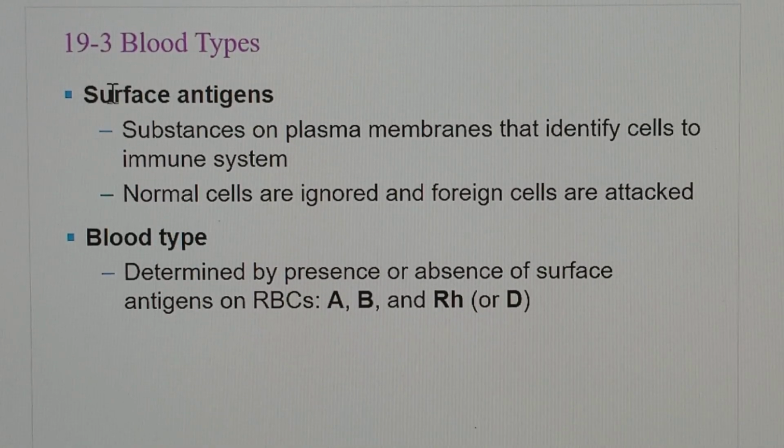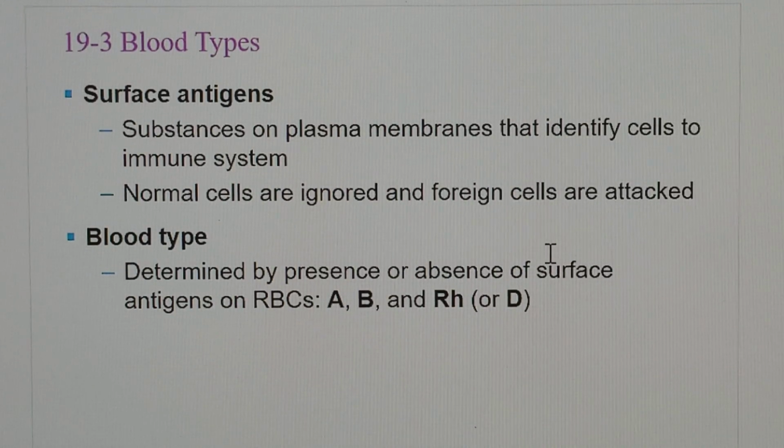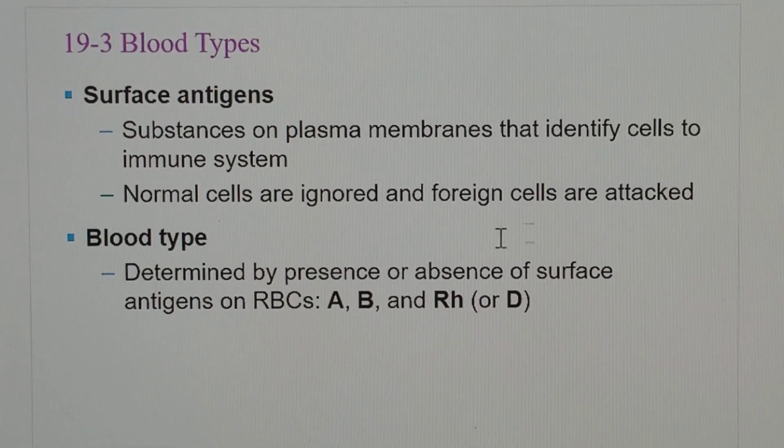Blood types. Surface antigens are substances on plasma membranes that identify cells to the immune system. Normal cells are ignored and foreign cells are attacked. Blood type is determined by the presence or absence of surface antigens on the red blood cell, those antigens being A, B, Rh, or D.